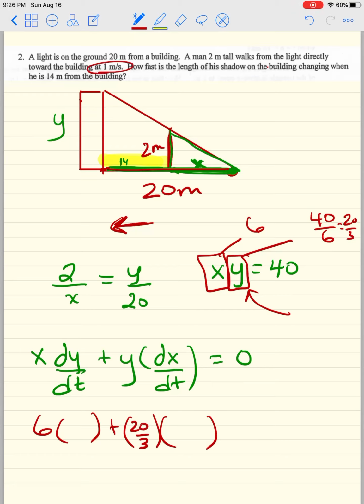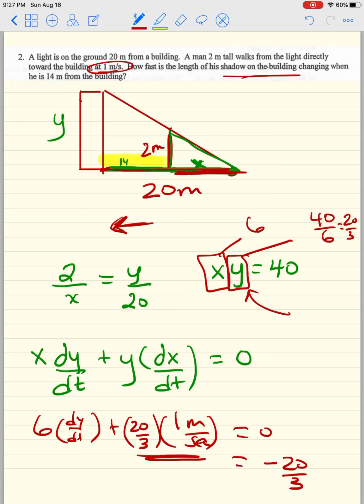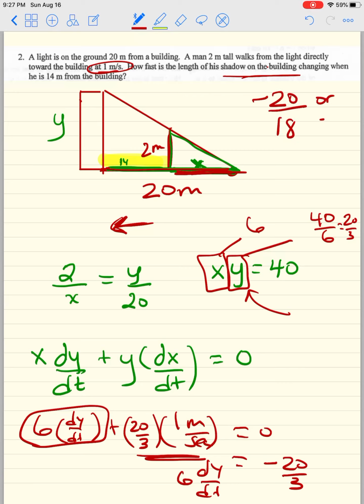Now it says the man is walking at 1 meter per second. Now, the walking part is the X, or the dx/dt in this case, for the 1 meter per second. Okay, and now we're just going to solve for dy/dt because they're asking how fast is the length of his shadow on the building changing. Okay, so that's going to be negative 20 thirds by me bringing this over, and then divide by 6. So dy/dt, that's this part here. And then when you divide by 6, you're going to get negative 20 over 18 or negative 10 ninths.